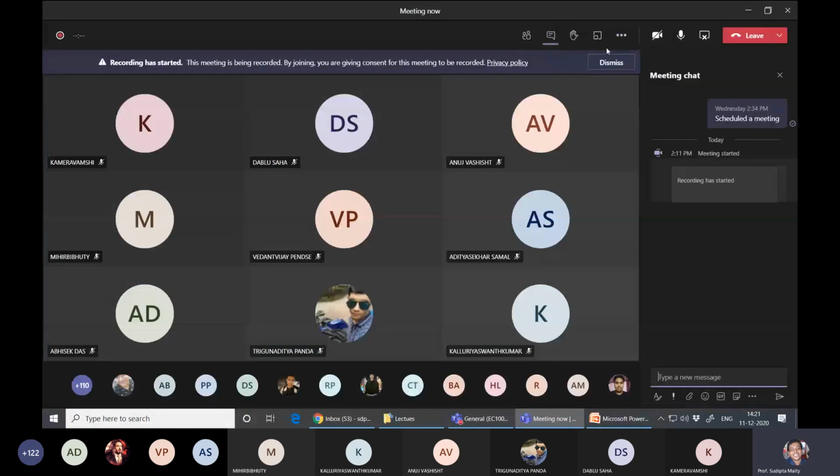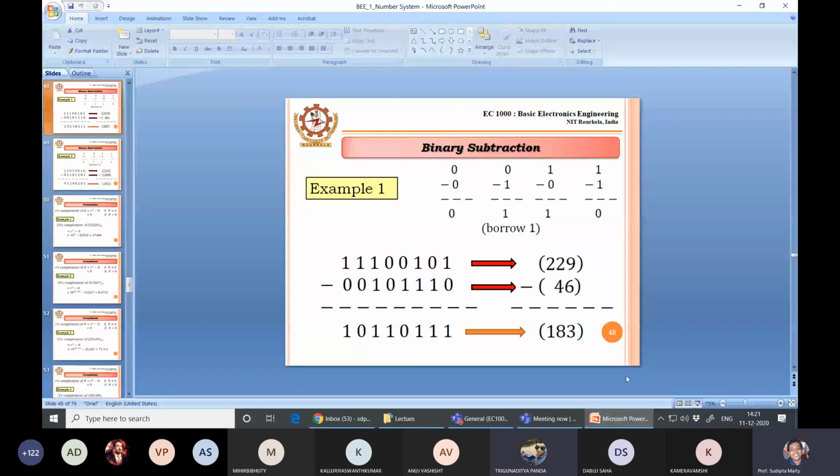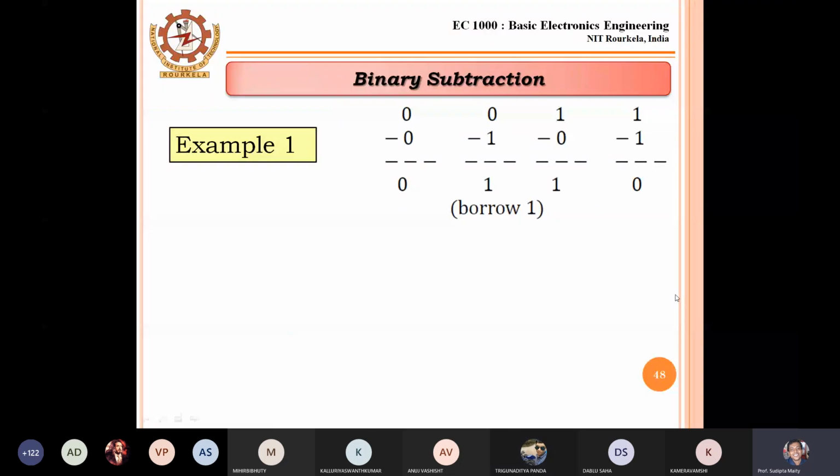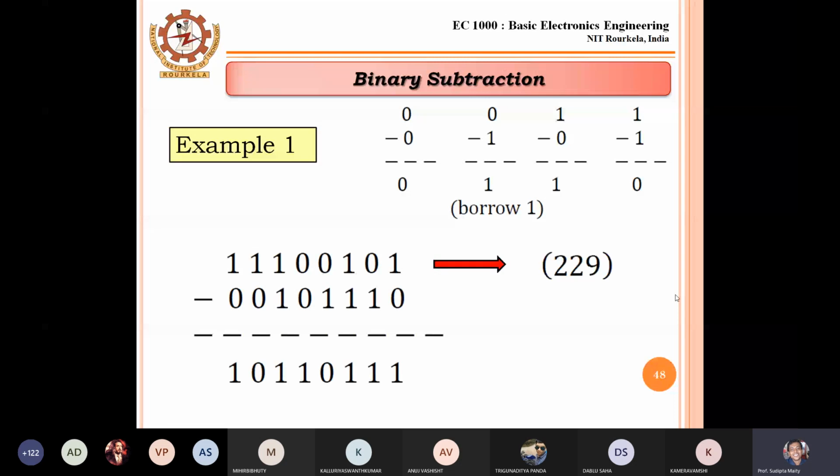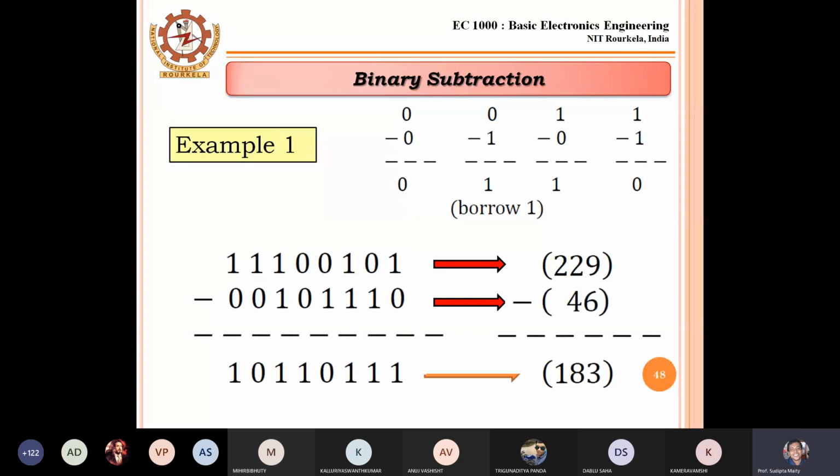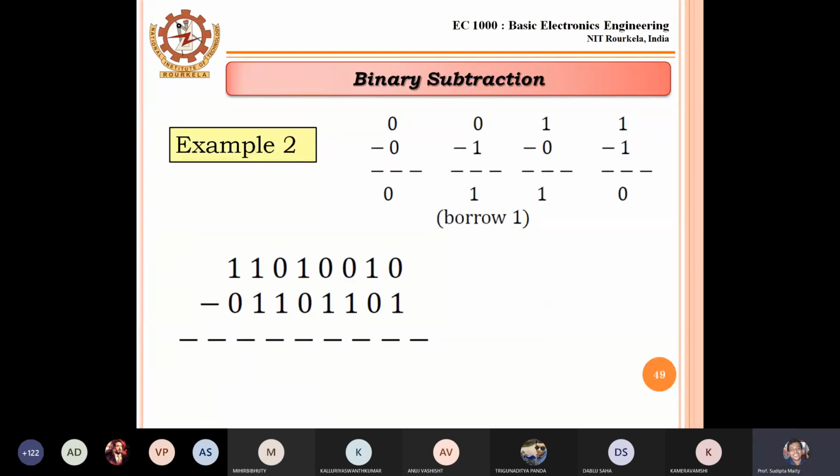Recording has been started or not? Yes, somebody has started the recording already. Okay, thank you. So let's consider another subtraction, because somebody faced an issue. Now I have another subtraction.